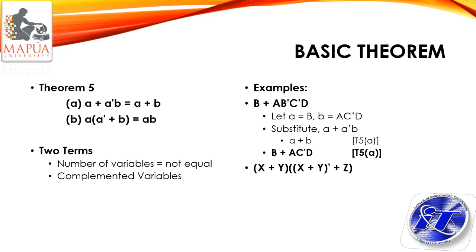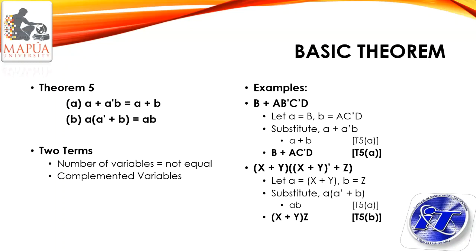Another example, x plus y ANDed to the whole expression x plus y not plus z. Let A be x plus y, and B be equal to z. So substitute. We have A ANDed to A naught plus B, second form. So therefore, we have AB. And then the final answer will be x plus y ANDed to z. So that will be our answer. And that's how we implement theorem number 5.